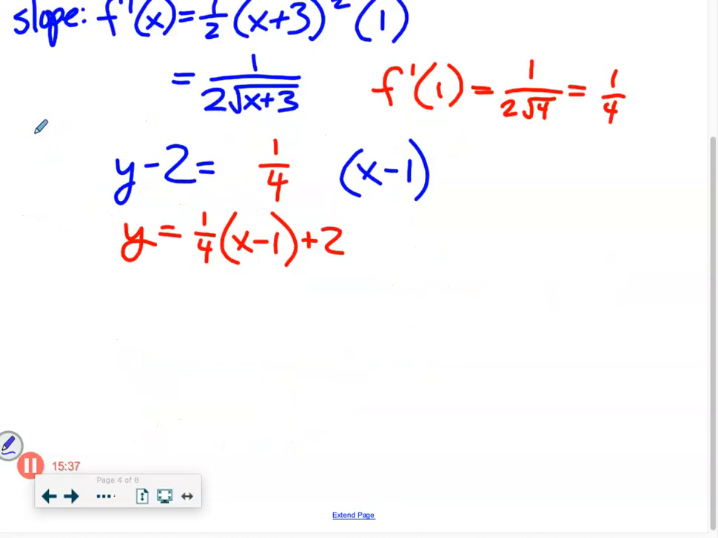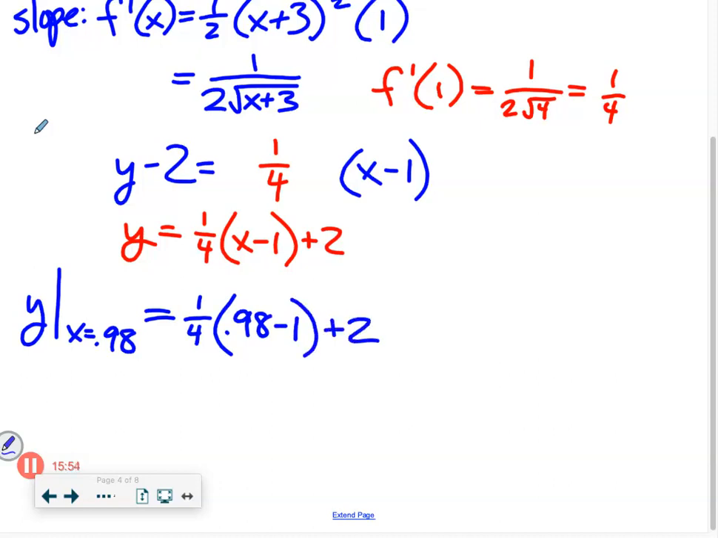So when you do tangent line approximation, you're just plugging the 0.98 into your tangent line instead of into your function. So we get 1/4 times 0.98 minus 1 plus 2. Now, if this was the AP exam, could I leave it like this? Yes, absolutely. Something tells me that if this was a test, we would make you simplify.